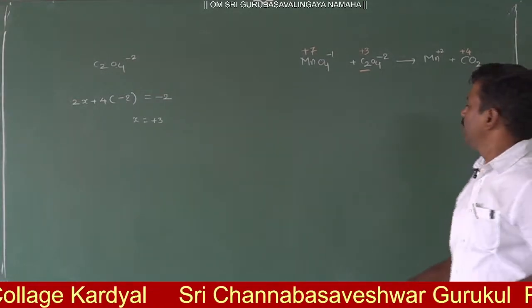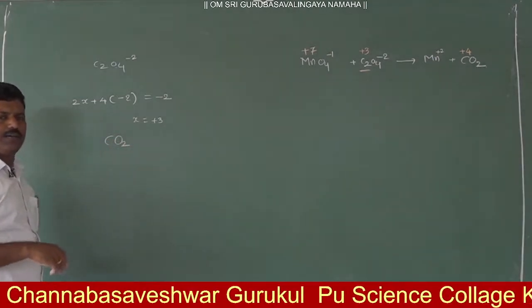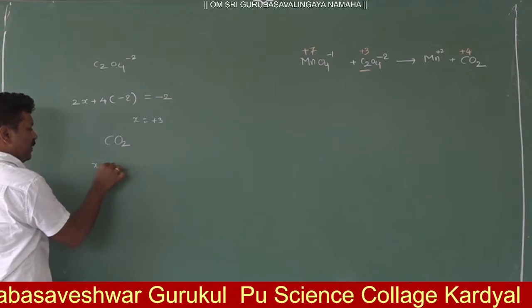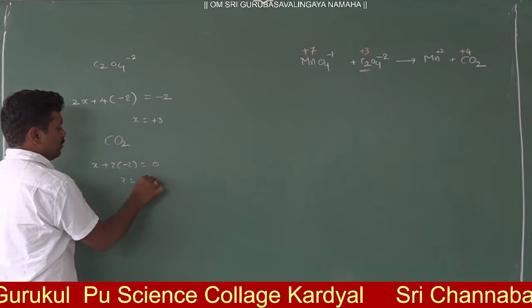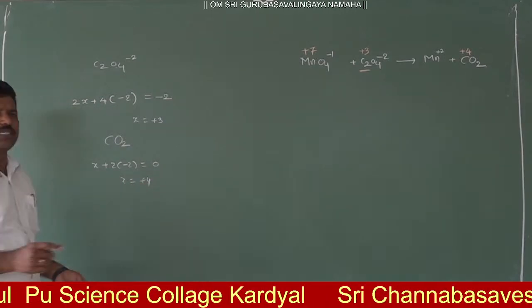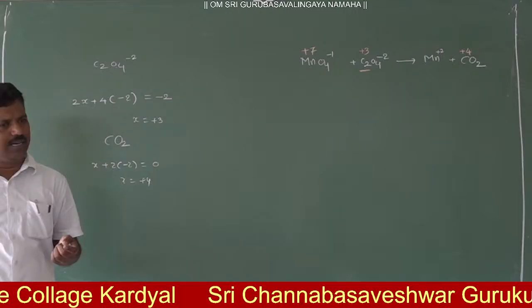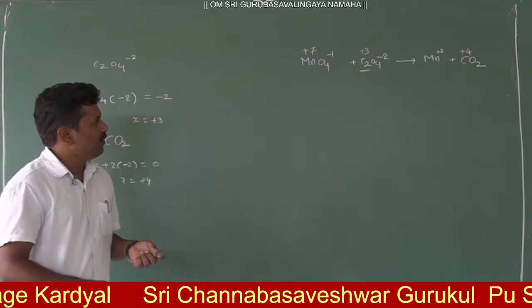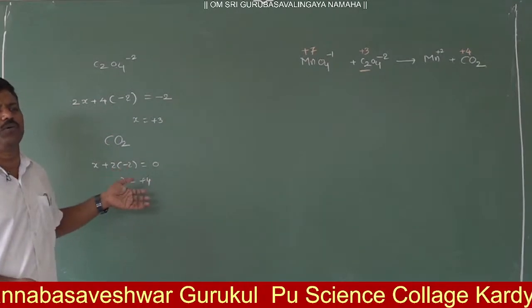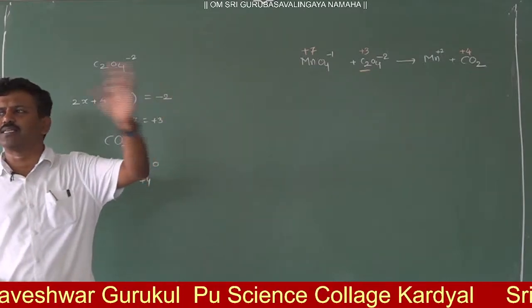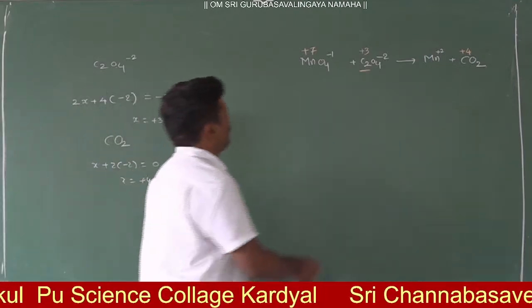Clear? Now in the case of CO2, it is easier. Make carbon X. 2 into oxygen minus 2, total 0. X is equal to plus 4. They will specify if it is a peroxide, peroxyl link. If fluorine is there, it changes. If potassium, rubidium or cesium is there, oxygen changes. In all other cases, oxygen is minus 2 only. Why discuss? Directly you can take it as minus 2. All of it clear?